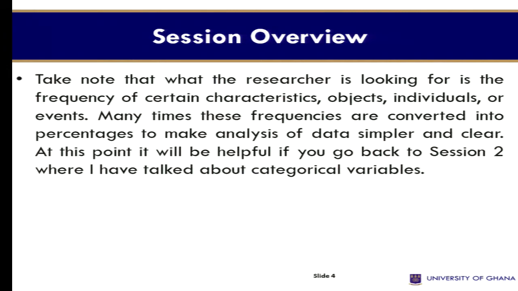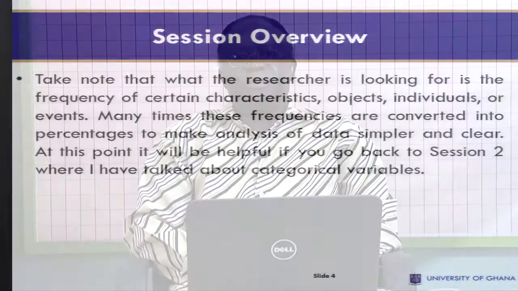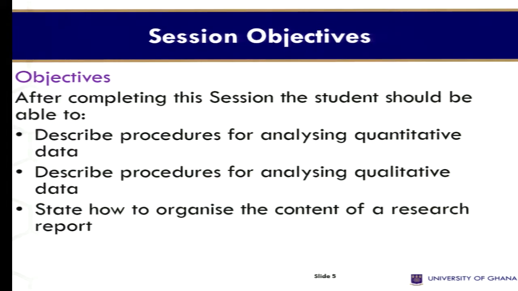Take note that what the researcher is looking for is the frequency of certain characteristics, objects, individuals, or events. And many times, these frequencies are converted into percentages to make analysis of data simpler and clearer. At this point, it will be helpful if you go back to session 2, where I have talked about categorical variables.